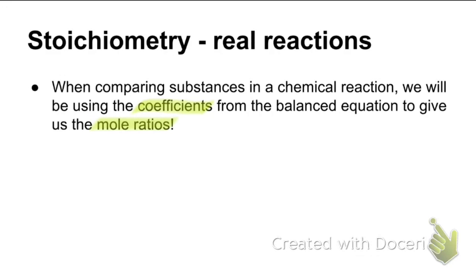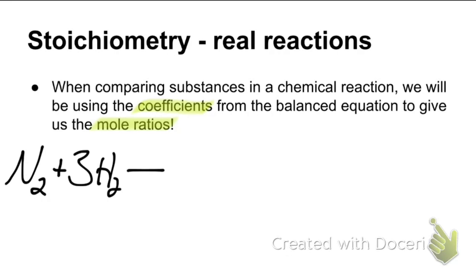So let's say we had a reaction like N2 plus 3H2 gives us 2NH3. And it's a balanced reaction. How do we know it's a balanced reaction? We have the same number of each element on both sides.